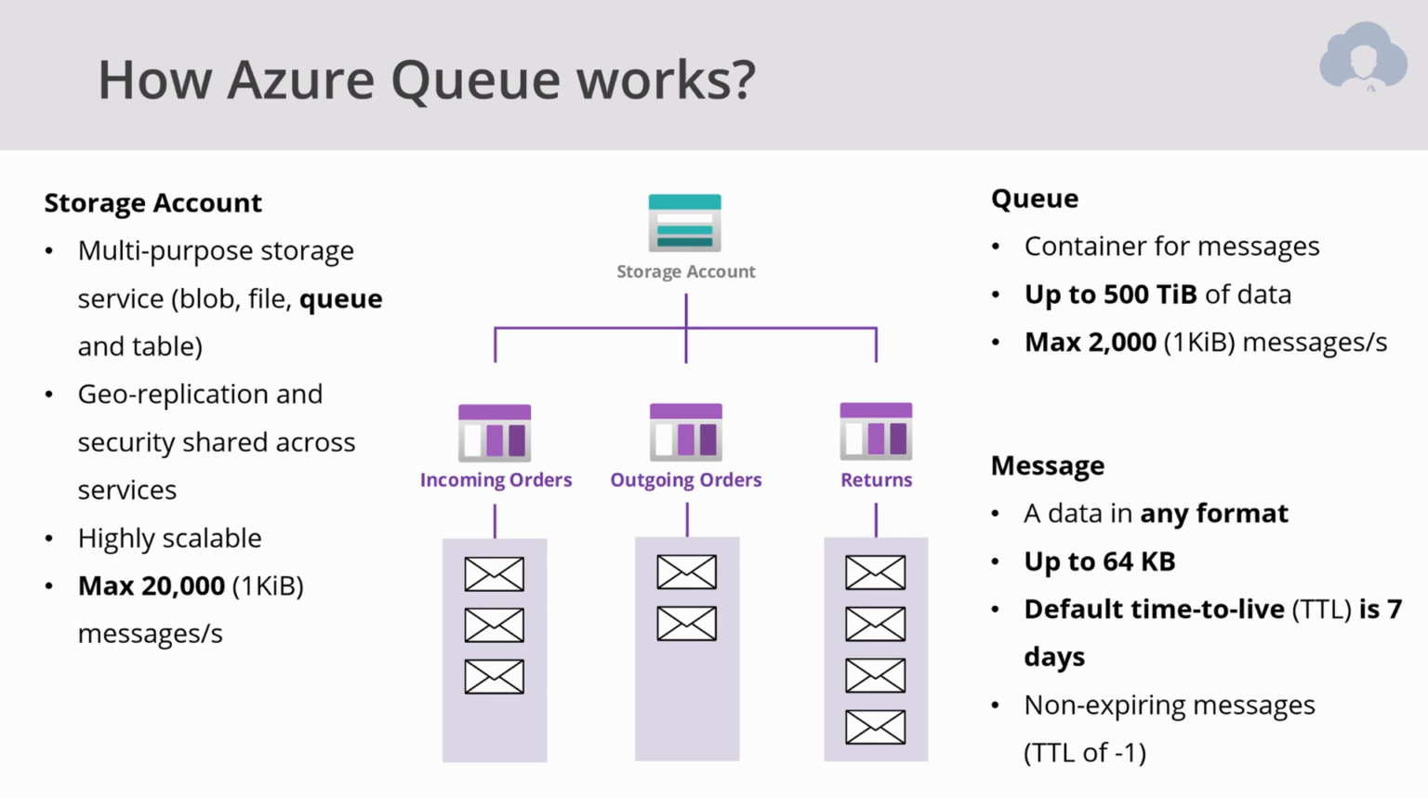Additionally, there's something called time to live. So when you put a message on a queue, by default, if no one picks it up, it will be there for 7 days. After 7 days, it will expire and get deleted automatically. But you do have an option for non-expiring messages. You simply set that TTL, time to live, to -1, although it's not the greatest approach, so always reconsider that.